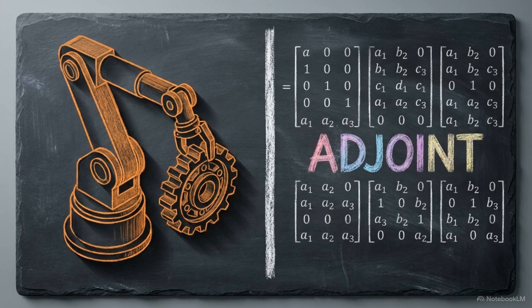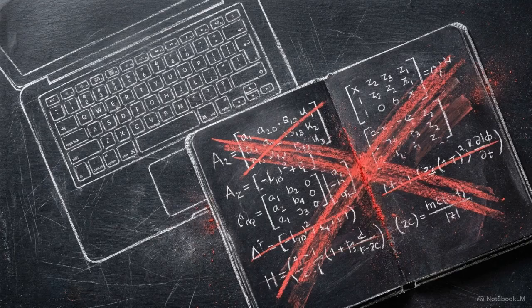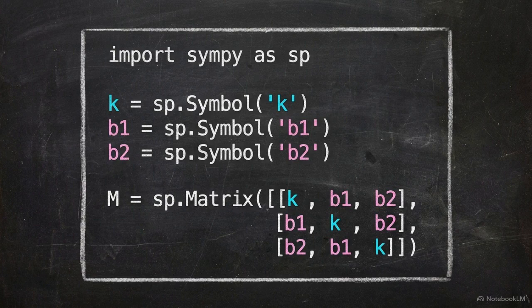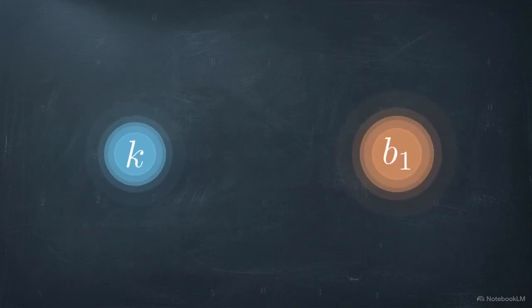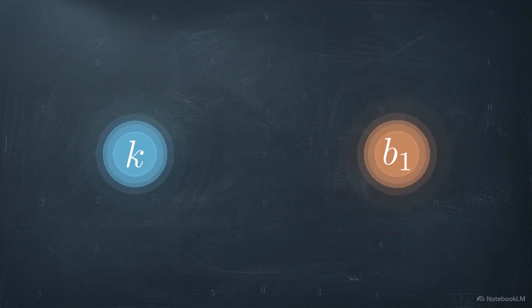In modern practice, engineers do not perform these multi-step matrix inversions by hand. High-performance tools like Python's SymPy library automate this process. Here, we define a 3x3 symbolic matrix. Symbolic solvers allow us to manipulate variables like k or b1 directly, rather than relying on static numbers.